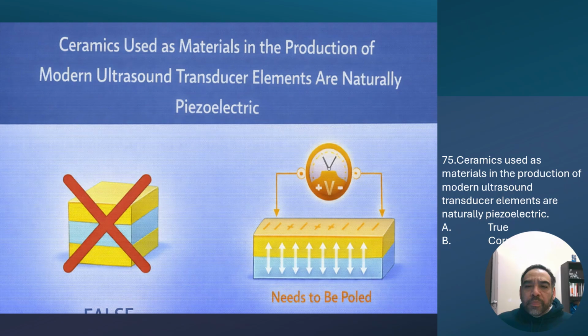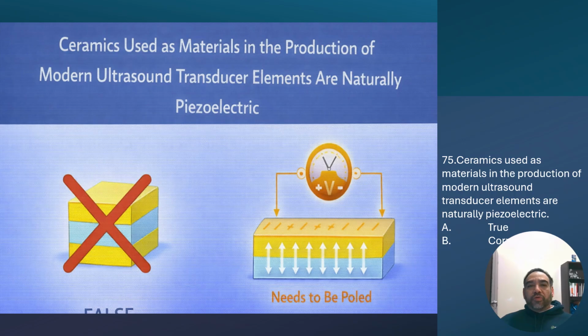Okay, next question. Ceramics used as materials in the production of modern ultrasound transducer elements are naturally piezoelectric. A says true, B is false. All right, so guess what? The answer for this one is false. And this might throw some people off with your initial instinct. Modern ultrasound transducers use ceramic materials like PZT, or lead zirconate titanate. And these ceramics are not naturally piezoelectric.